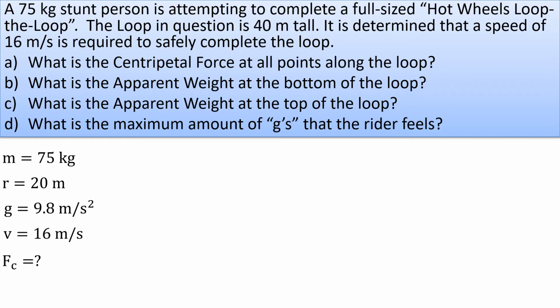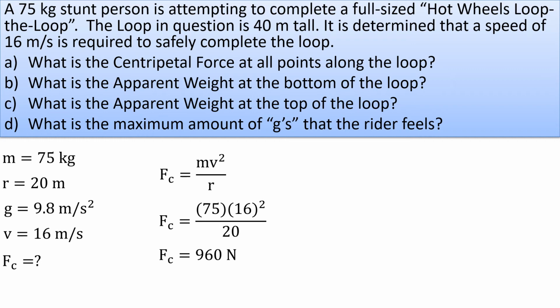All right, so we're looking for the centripetal force in part A. Remember, don't overcomplicate it. Fc is equal to mv squared over r, and we have all of those things. So the centripetal force at all points is 960 newtons.